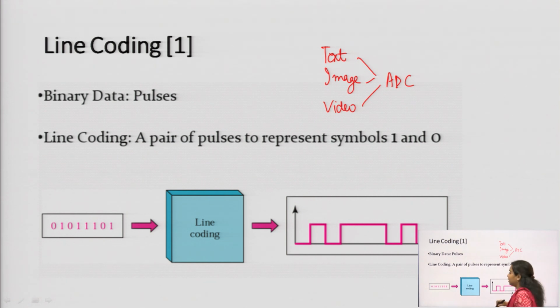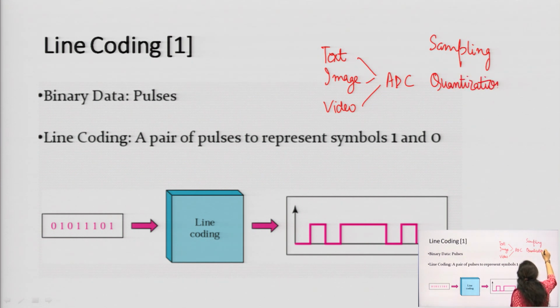Now, what is the operation that is involved in ADC, analog to digital converter? We require 3 different steps, those steps which are present in ADC are: first one is the sampling, second step will be the quantization, and the next step will be the encoding. So, what are these steps? These 3 steps are involved in ADC, in any analog to digital converter.